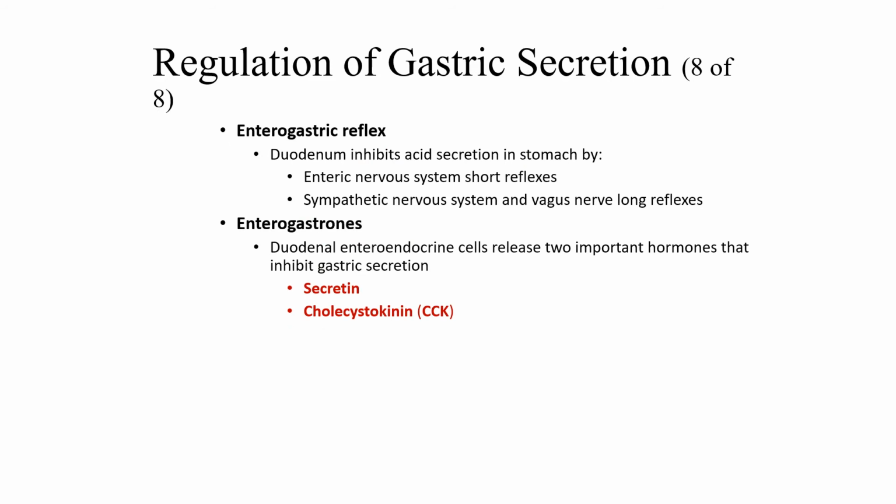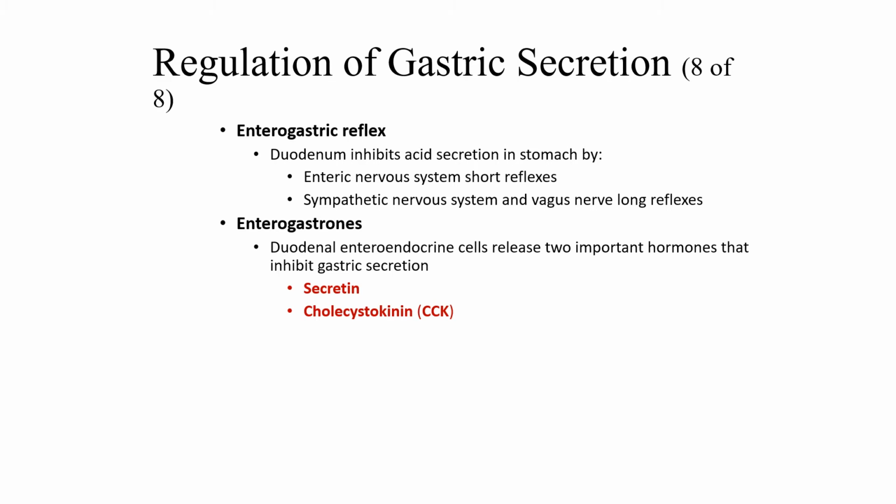So the enterogastric reflex, the duodenum inhibits the production of hydrochloric acid by what's called a short-term reflex. And that means it goes from the intestine to the stomach. It can also stimulate the sympathetic nervous system and the vagus nerve, the parasympathetic nervous system, and the long reflexes.